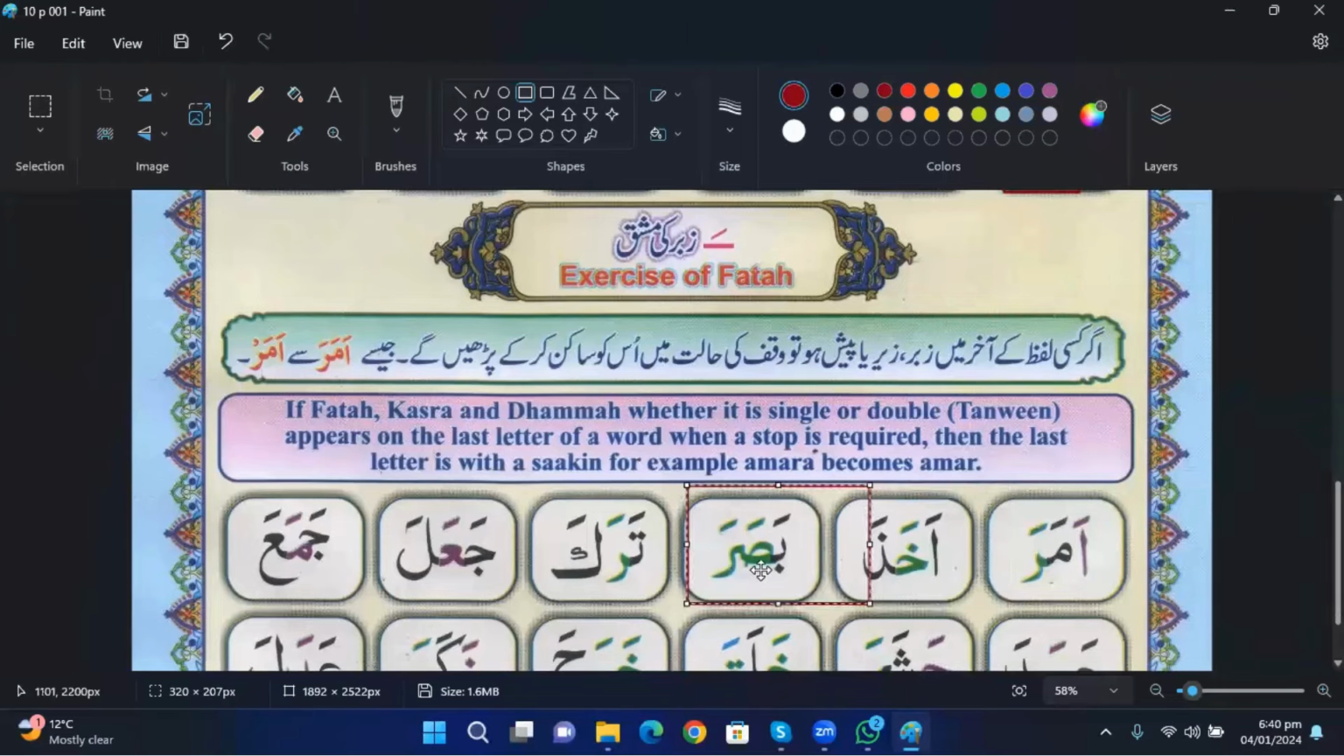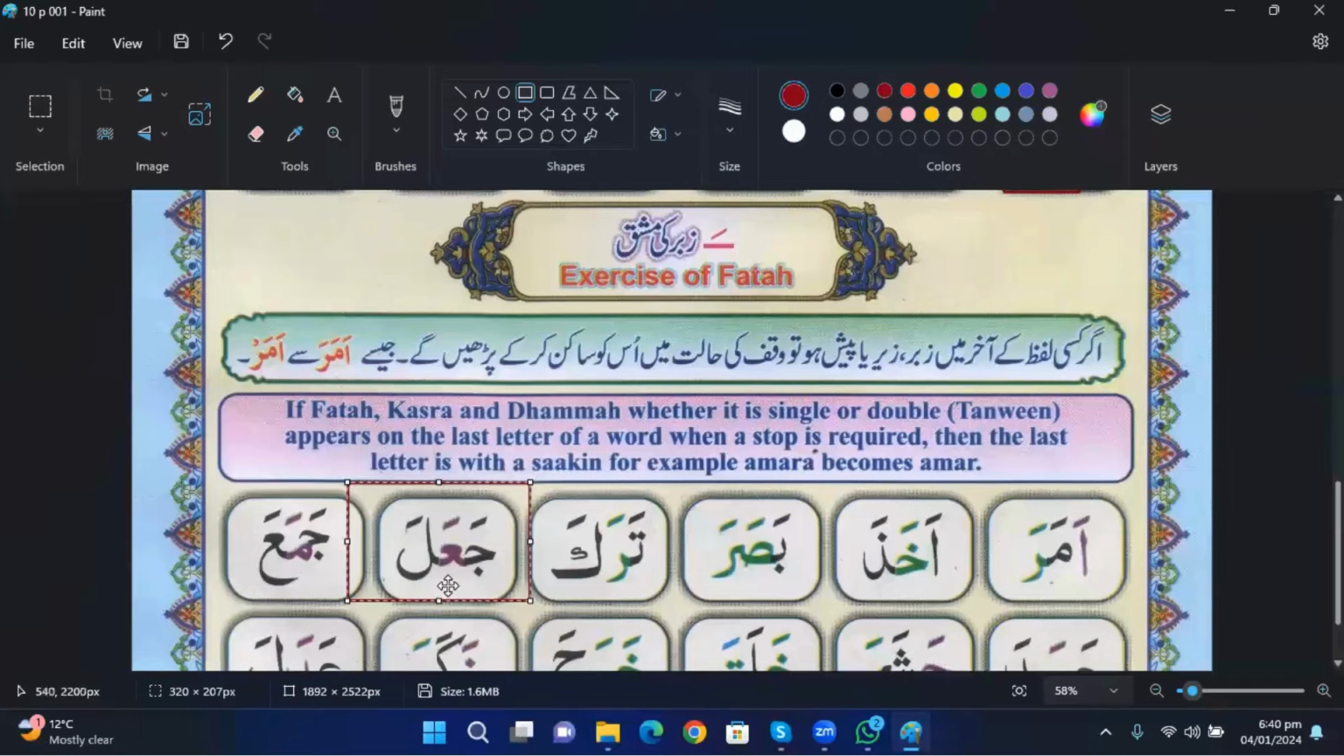Then ba fatha ba, swad fatha swa, baswa, ra fatha ra, basara. And in stop condition, it will become basar. Ta fatha ta, ra fatha ra, tara, ka fatha ka, taraka will become tarak. Jim fatha ja, ain fatha ja'a, lam fatha la, ja'ala will become ja'al.